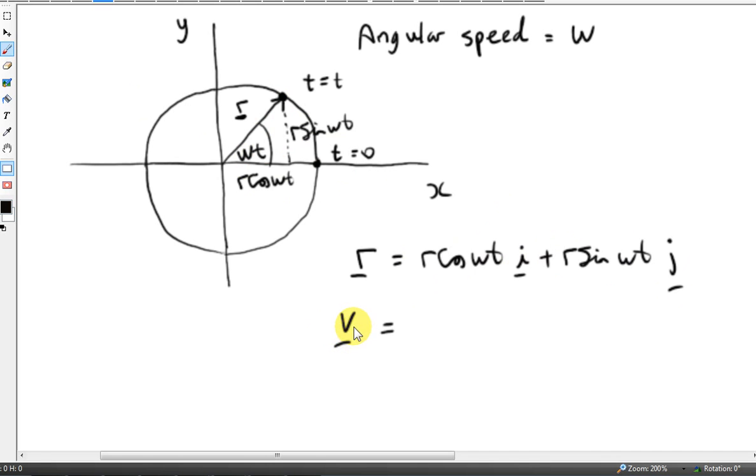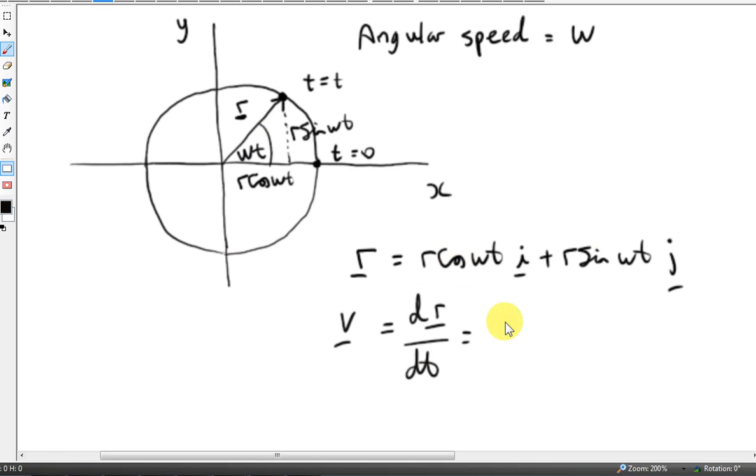Now let's get the velocity vector. So we saw in the previous video that the velocity vector is the derivative of the position vector with respect to time, and we saw that we can do that by differentiating each of the components with respect to time. Now r is just a constant here. That's just the magnitude of the position vector. That never changes because we have a circle here.